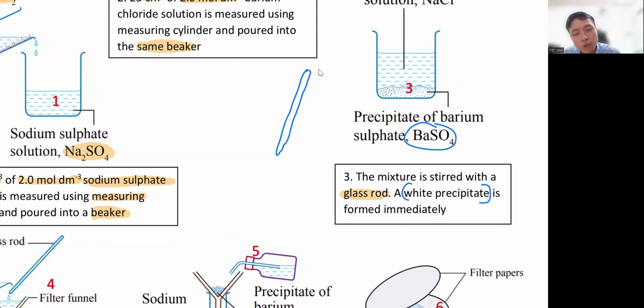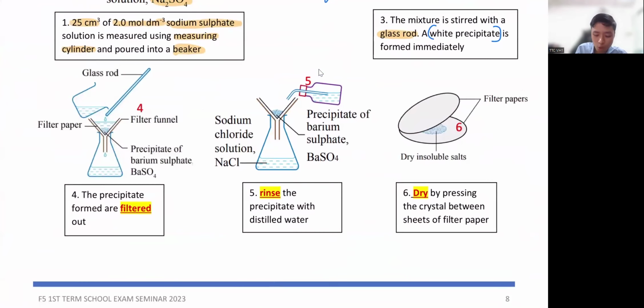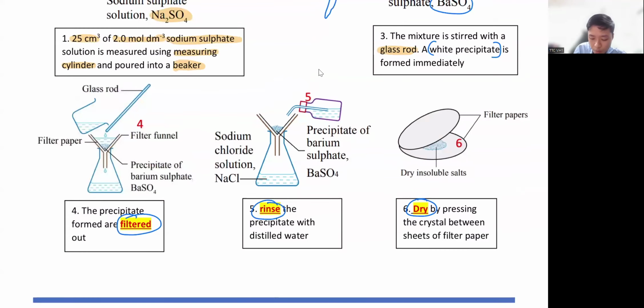You no need to do the evaporation. So that's why at the bottom you don't have heating. You only need to filter, rinse, dry, and that's enough. You straight away filter the white precipitate out. Then after you rinse it and dry it, you get your insoluble salt straight away. So you skip the heating and pouring. You just filter, rinse, dry. That's enough. So any problem?